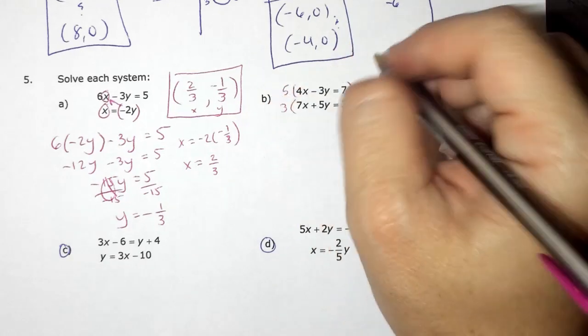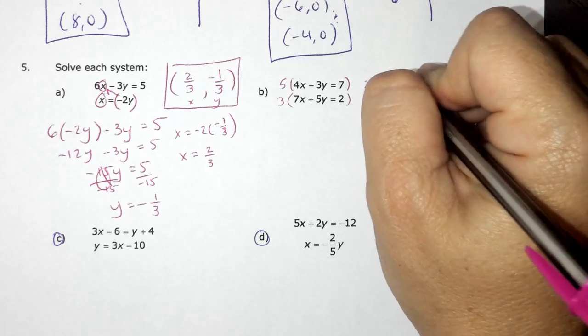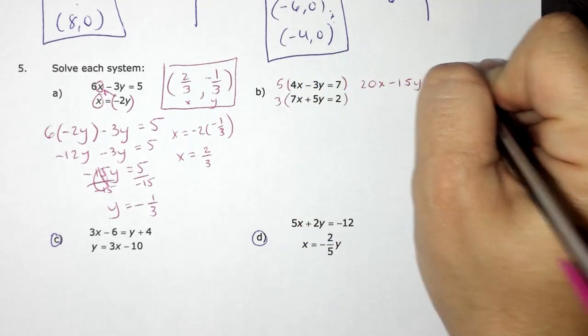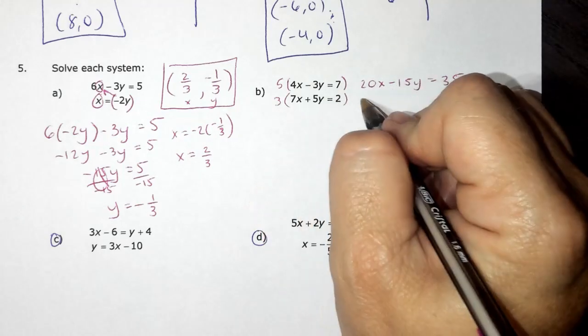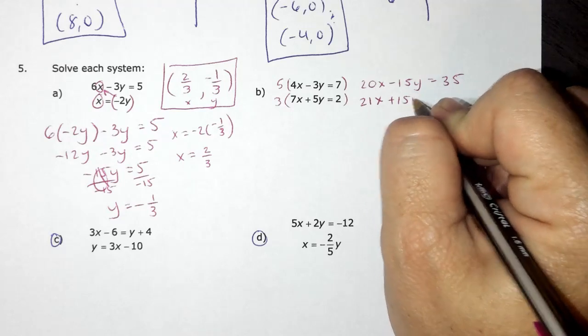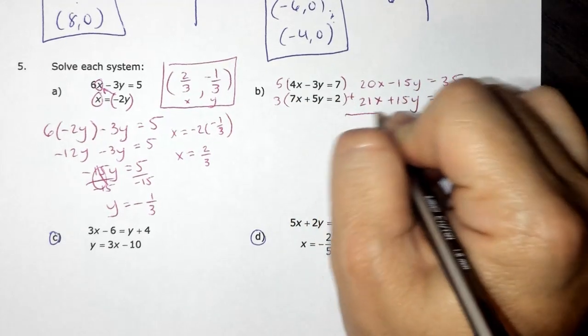Well, 5 times 4x is 20x. 5 times negative 3y is negative 15y. 5 times 7 is 35. 3 times 7x is 21x. 3 times 5y is positive 15y. 3 times 2 is 6. And now comes the big addition.